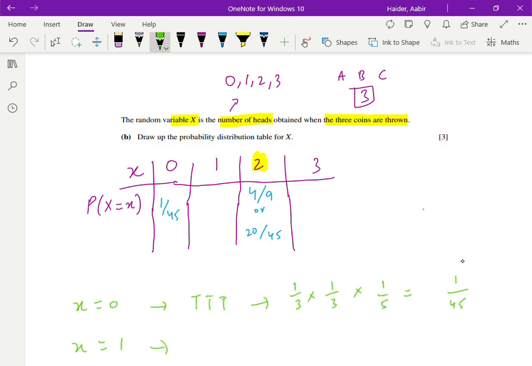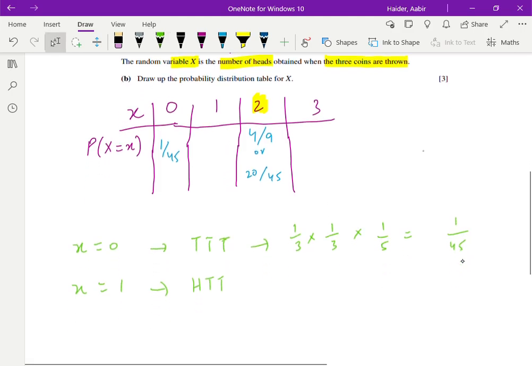Okay, x is 1 means 1 head, but this will have many possibilities. So what you're going to do here, you are going to list down all the possible scenarios. If you want a single head, definitely you can have a head in the first place and the 2 tails following it. You can also have a head in the second place, in the middle of 2 tails. You can also have a head at the end, preceded by 2 tails at the beginning. So let's find the probabilities.